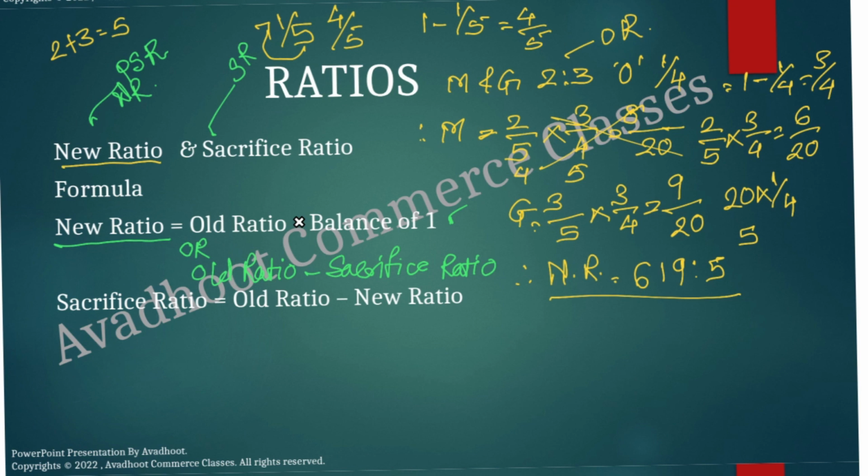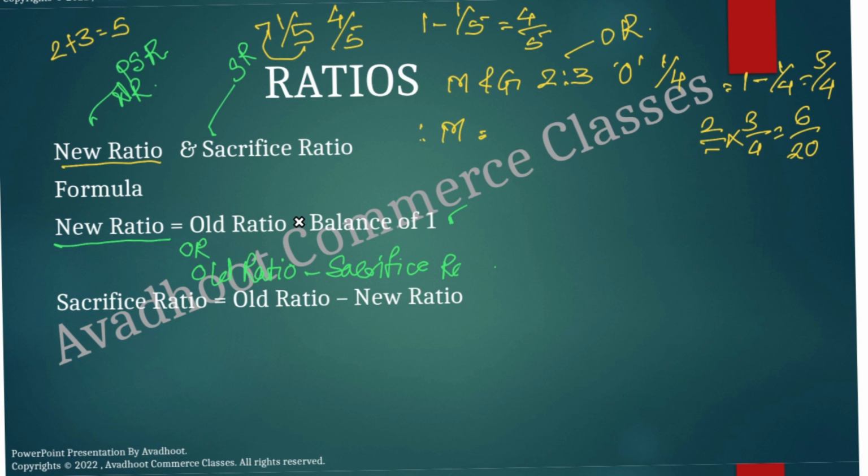Now we'll have to consider what the sacrifice ratio is. Sacrifice ratio is to be calculated as old ratio minus new ratio. Now, old ratio minus new ratio is equal to sacrifice ratio. We can take another example, not of this one. We can have Mr. A, Mr. B, and admitted partner Mr. C. Am I right? Now, A and B share the profit in the ratio 6:4. That is their old ratio.